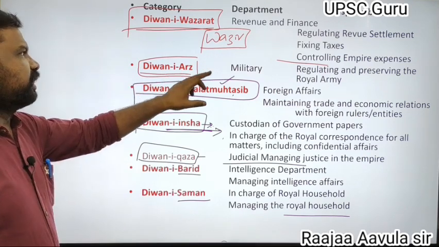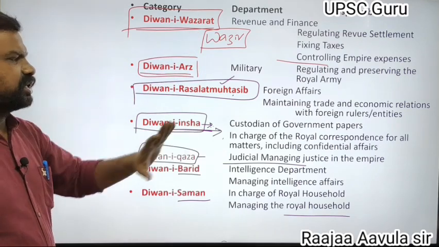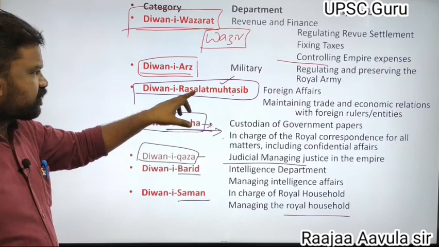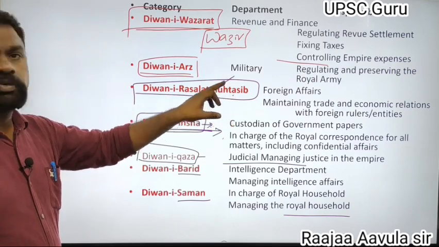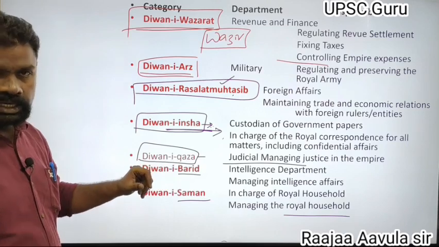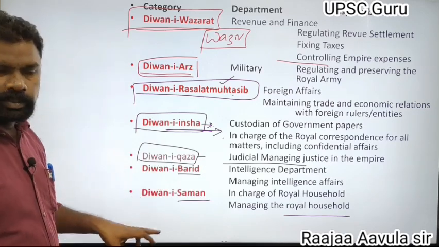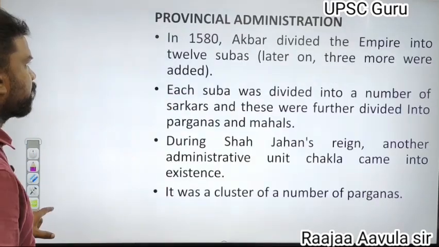Diwani-Arz is military, Wazirat Wazir is revenue and finance, Insa was internal affairs, Risalat Musadib was foreign affairs, Khwaja judiciary, Barid the intelligence department, Saman royal household. These are the things to remember.